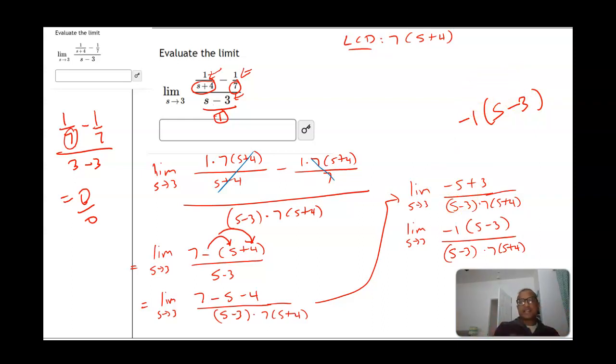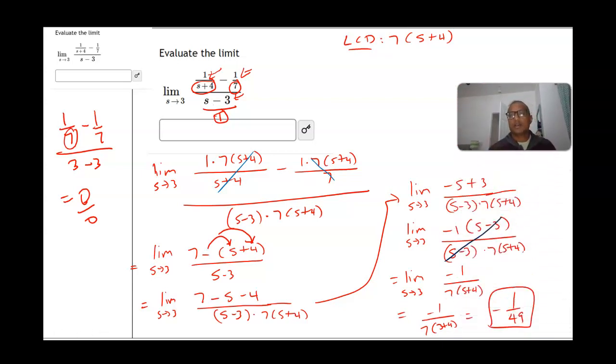So when you distribute, you multiply; factoring is dividing. So you're dividing these each by negative 1. Negative s divided by negative 1 is s. 3 divided by negative 1 is negative 3. So now we can cross out the s minus 3's, and we're left with negative 1 over 7 times s plus 4. At this point, we can use direct substitution. If you replace s with 3, we get negative 1 over 7 times 7, which is negative 1 over 49.